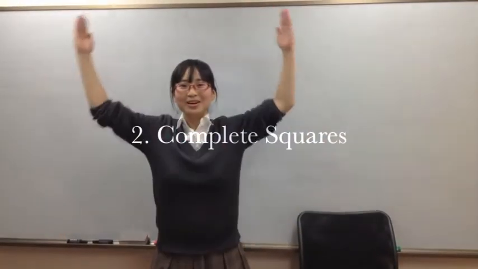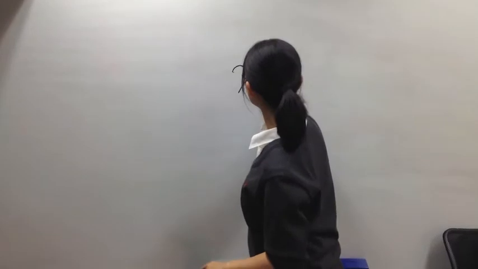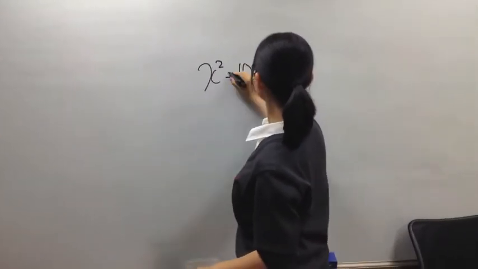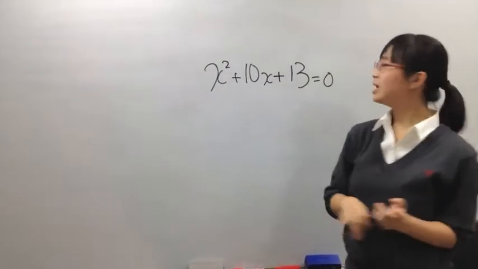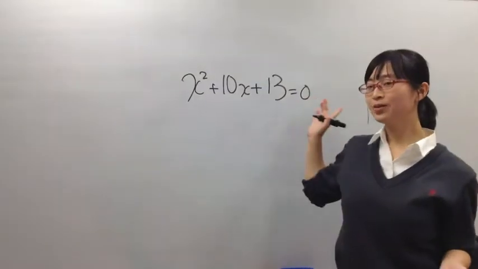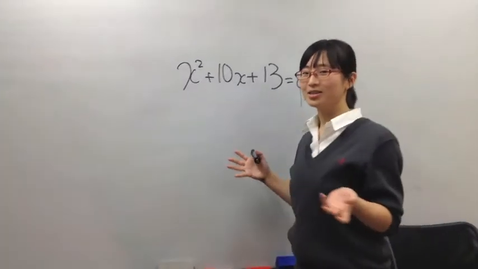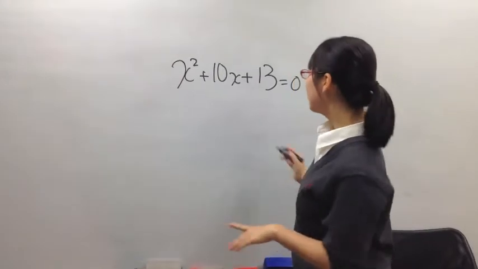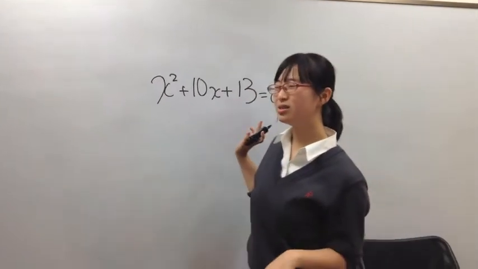Next is completing the square. You use completing the square when you can't factor the equation. The example for completing the square is this. Can you see that you can't factor this equation? So what you're going to do is complete the square, like literally completing the square. You're just going to ignore 13 because you don't use it in this step.